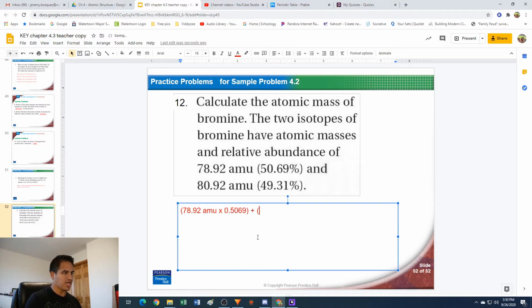So 50.69% becomes 0.5069. And then we're going to add that with the other isotope. So that one has a mass of 80.92 AMUs. Multiply that by 0.4931, which is its percentage as a decimal. And we will add these together and see what we get. So 78.92 times 0.5069 plus 80.92 times 0.4931 equals, and we get an average atomic mass of 79, and I guess I'll round to 4 significant figures, so 79.91 AMUs. That is our average atomic mass.